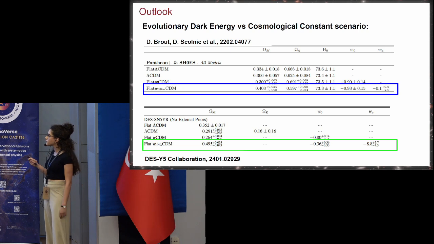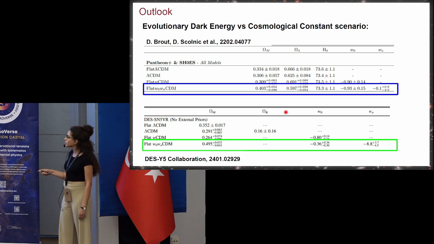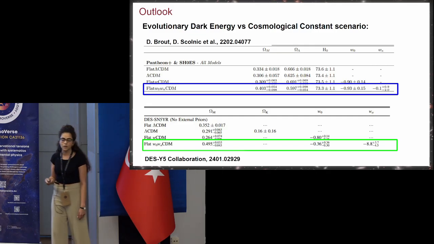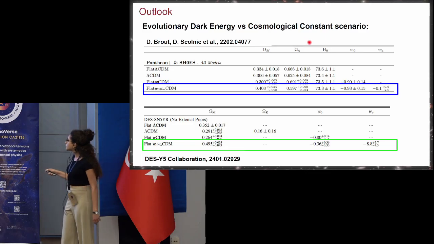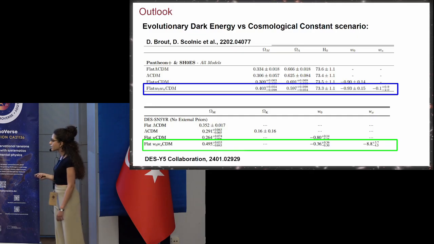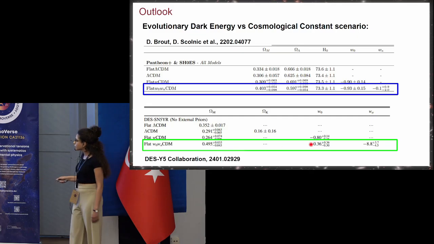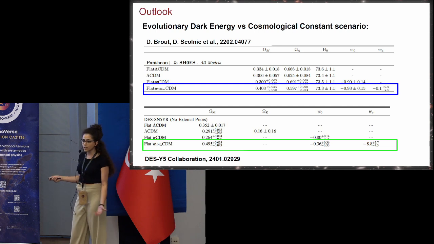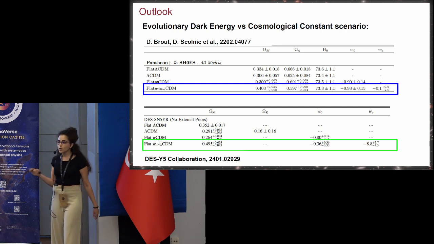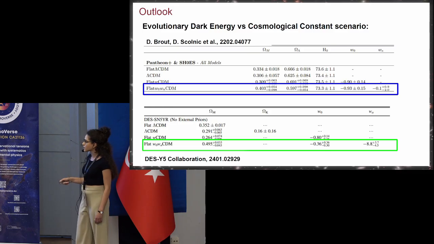From type 1a supernovae, we know from the Pantheon Plus results that if we assume a CPL parameterization, so an evolutionary dark energy scenario, we have these two parameters that are quite compatible with a cosmological constant scenario. So we don't have evidence for an evolutionary dark energy scenario. On the other hand, if we consider the Year 5 results, we see a deviation from a cosmological constant scenario, but if we look at the Bayesian factor, we have a preference for the flat Lambda CDM model.